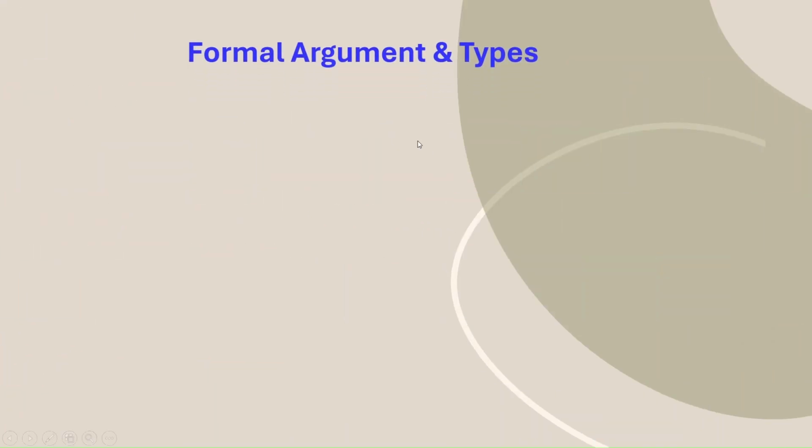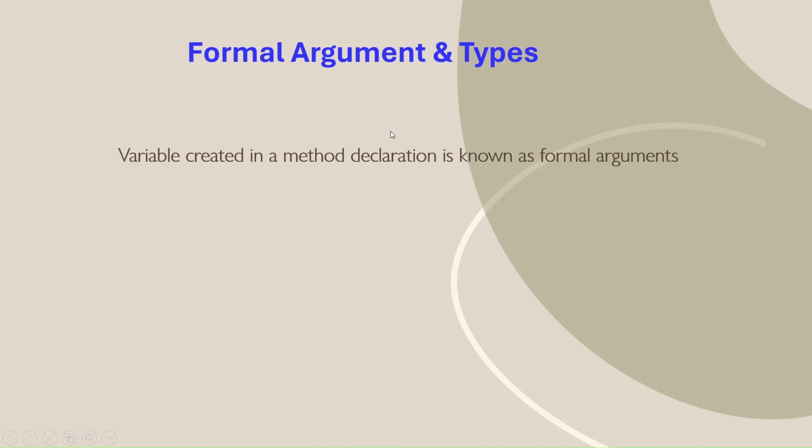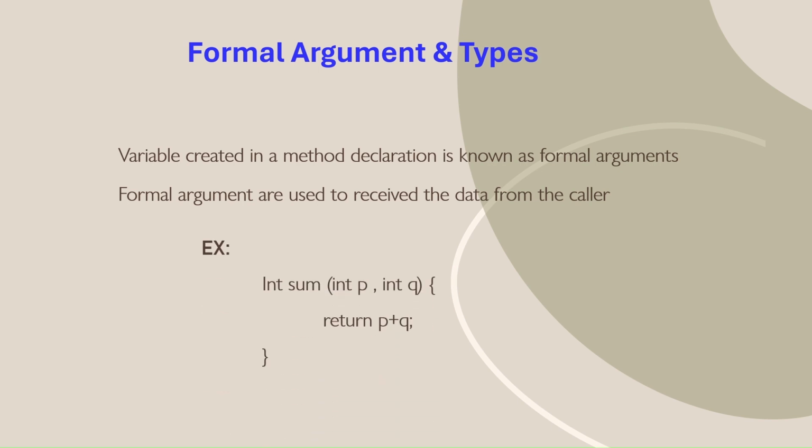So the first one is what is a formal argument and its types. The variables created in a method declaration are known as formal arguments. Let's explore with an example. The formal arguments are used to receive the data from the caller, meaning whoever calls the method.